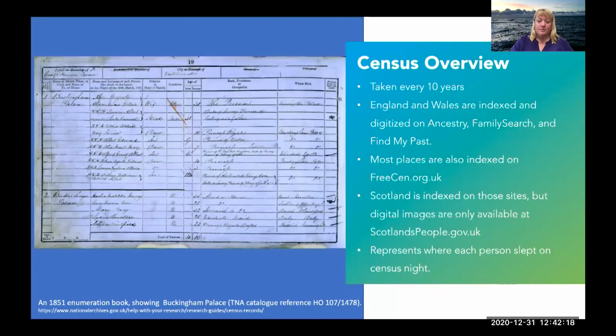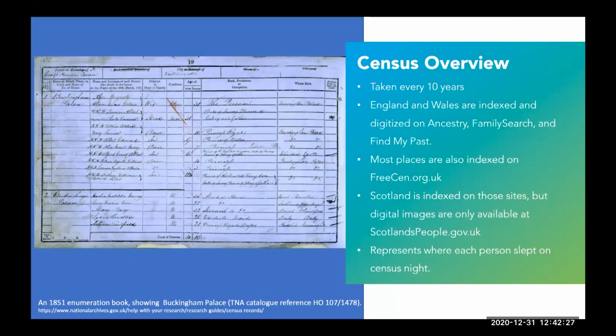Okay, so let's just talk about the census overview. I will minimize this for you so it doesn't block your view. The census, as you probably know, is taken every 10 years. It's taken on the one in the British countries, starting in 1801. There's a reason, though, why I will start in 1841, and I'll get to that in a bit.